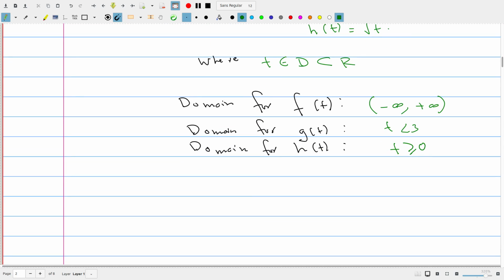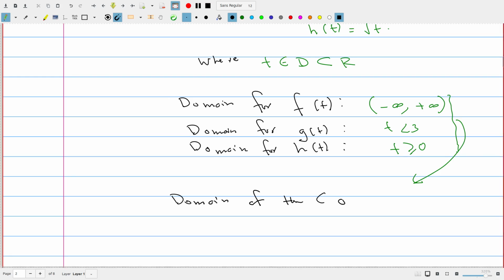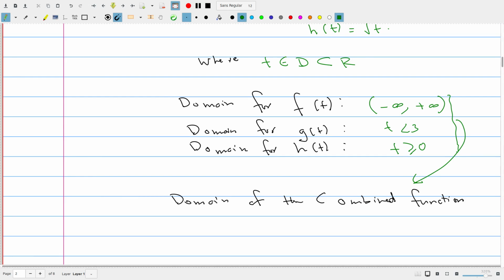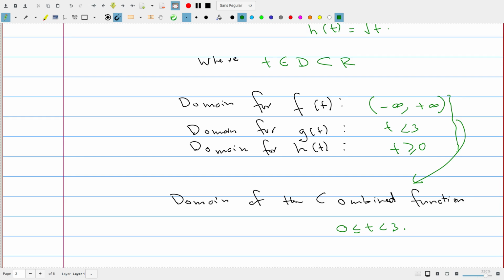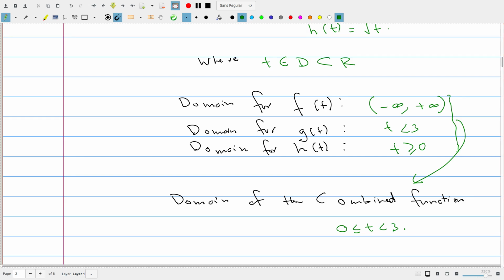So if we combine the domains of the component functions, we get the domain of the combined function, which is 0 less than or equal to t less than 3. So this is the domain of r(t). By combined function, I mean the combination of the three component functions.